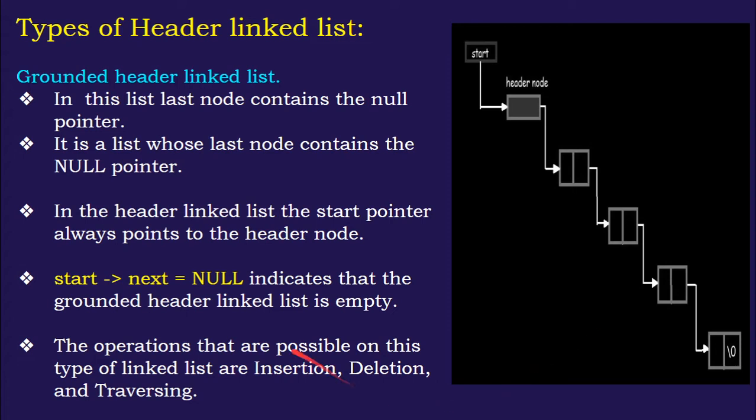The operations that are possible on this linked list are insertion, deletion and traversing. As in any data structure we have seen earlier, we can do insertion, add elements, we can delete, remove elements, and also we can traverse, meaning visiting all the nodes once. That is the traversal. The same way, these operations can be done in the header linked list also.